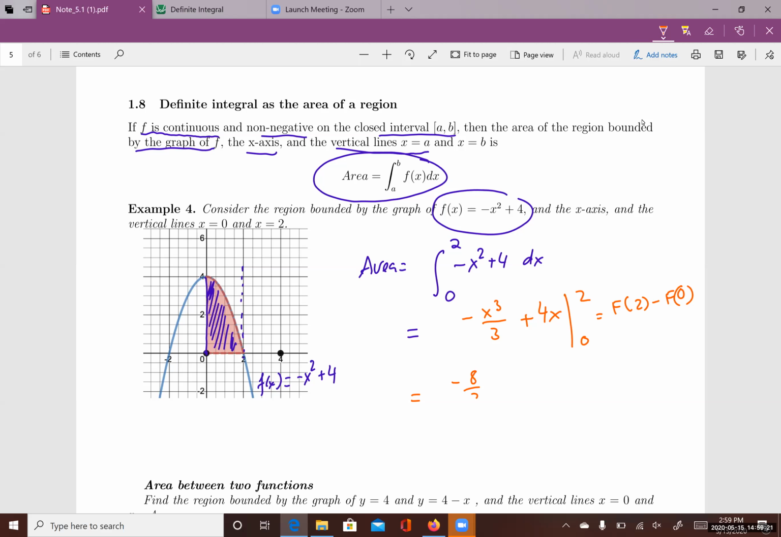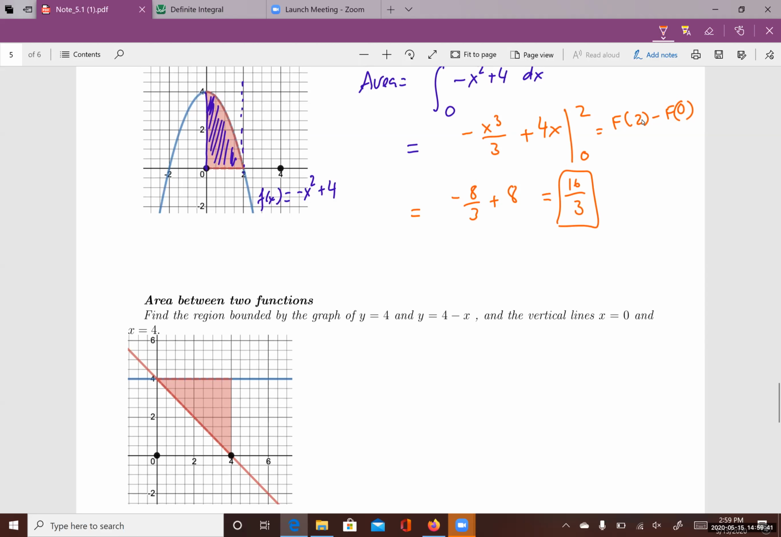Negative 8 over 3 plus 8, right? And 0. So the answer should be 16 over 3. It's positive, which makes sense, because area should be positive. And 16 over 3 is the area of this shaded area.